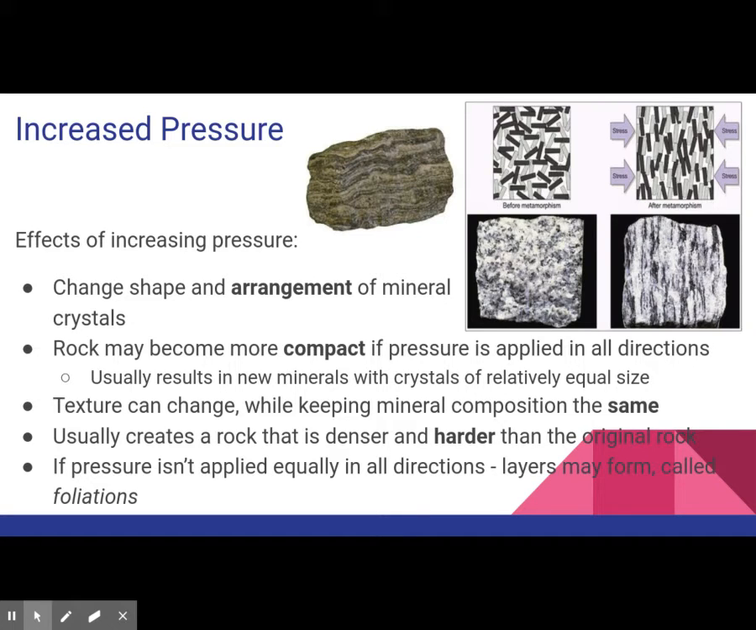So it's a change in the shape and the arrangement of the mineral crystals, which would change the identity of the rock, creating a metamorphic rock. If a rock becomes more compact because pressure is applied in all directions, again, it changes the mineral alignment, the mineral composition. The texture can change in cases, but also keep the mineral composition the same. So that can happen as well. Keep that in mind.